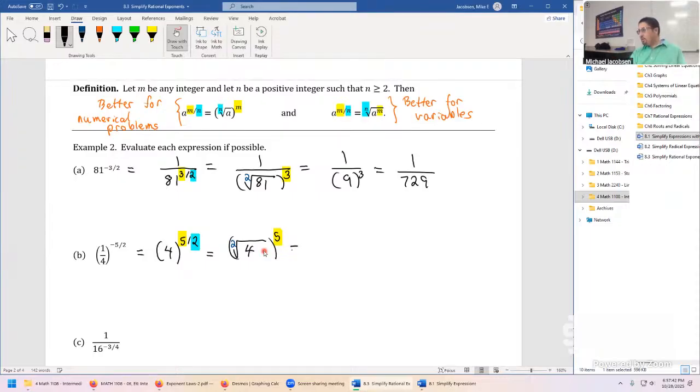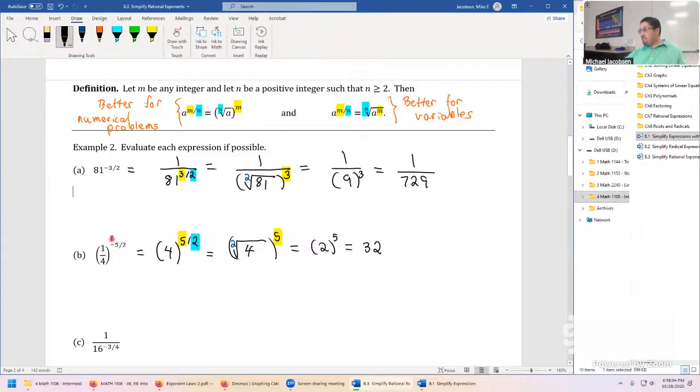So take the square root of 4, that's a 2. Raise it to the power of 5. That's 2 times 2 for 4, times 2 for 8, times 2 for 16, times 2 gives us the 32. That kind of feels like deja vu at this point. That seems to come up a lot. And that's the whole value for 1/4 to the power of negative 5/2.